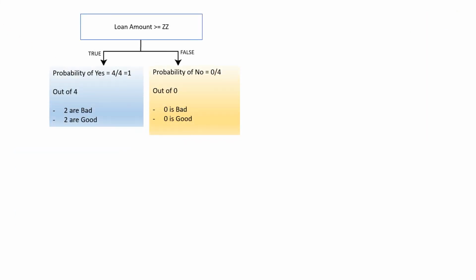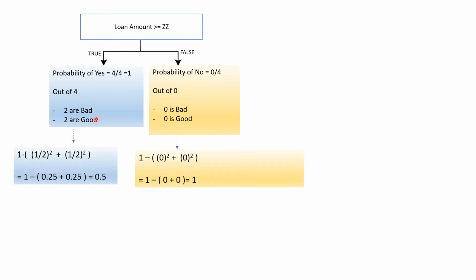Now let's take one more example. At our root node, we have the condition loan amount greater than or equal to ZZ, some arbitrary amount. The condition is such that all the records in the dataset satisfy this condition, and there are no records which do not satisfy it. So the probability for true comes out to be 1, 4 out of 4, considering we have 4 records, and the probability of no is 0. Now we have to look at, out of the 4, how many are good and how many are bad. So we have 2 which come under the good category and 2 records which come under the bad category.